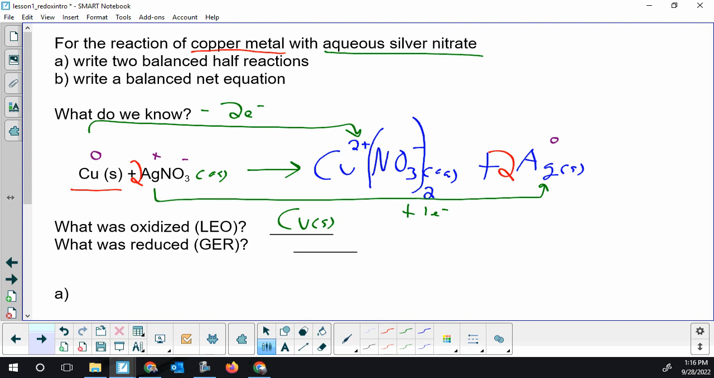Okay. The copper plus 2 did not lose electrons. That was the result of. Okay. So elemental copper was oxidized. What gained electrons? That is the silver plus. Okay. If you wrote silver neutral, you're incorrect. That's the product of or the result of reduction.